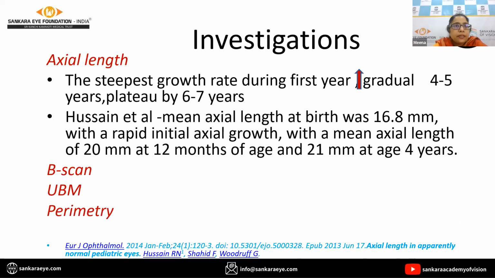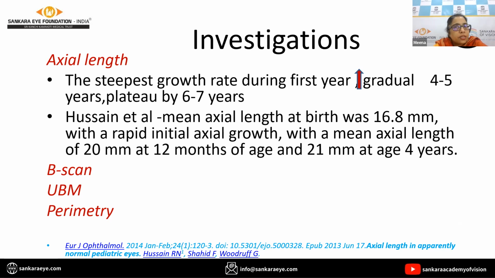Of course, axial length is important to check because that also can give us a clue about the intraocular pressure control. The steepest growth rate is usually during the first year, it increases gradually over 4 to 5 years, and usually it plateaus by 6 to 7 years. In a study by Hussain et al., the mean axial length at birth was around 16.8 millimeter, with a rapid initial axial growth and a mean axial length of 20 millimeter at 12 months of age and 21 millimeter at around 4 years.